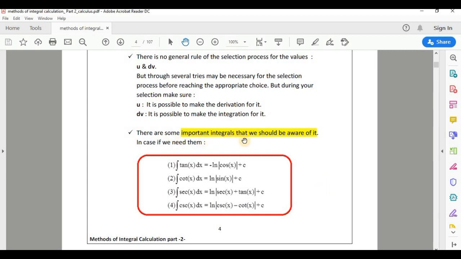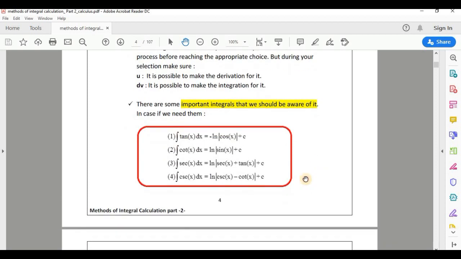There are some important integrals that we should be aware of in case we need them. The first one: integral of tan is minus ln cosine. The integral of cotan is ln sine. The integral of sec is ln sec plus tan. The integral of cosec is ln cosec minus cotan plus the constant.